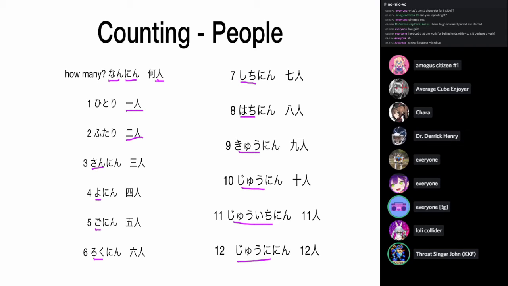Is futari a word that you can use to mean more than just two people when talking about people together? That's an interesting question. I would say no. Generally, if you wanted to say let's all do something together, you'd say issho ni, which is as one group. So my instinct is that you would say futari when talking about two people together, specifically.